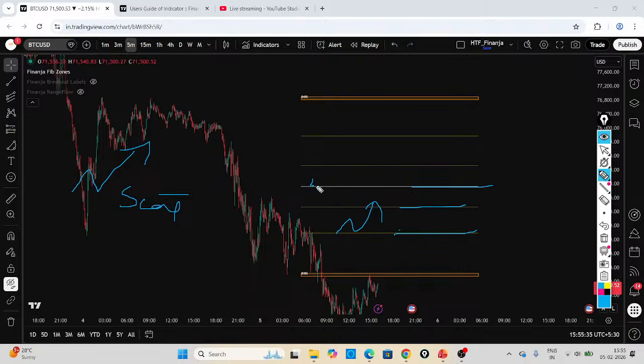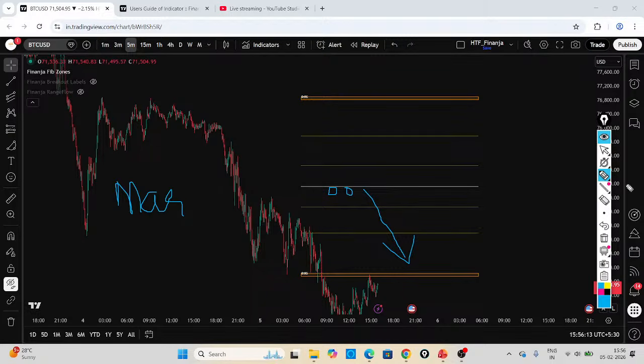Okay, and if candles are standing above this 50% level, then you can take the decision that the bias is on the upside. And if the candles or price action is happening below the 50% level, the bias is on the downside. This is applicable to market analysis as well.